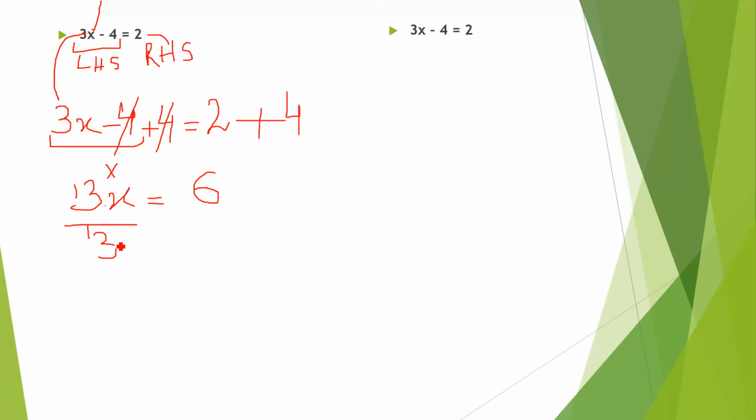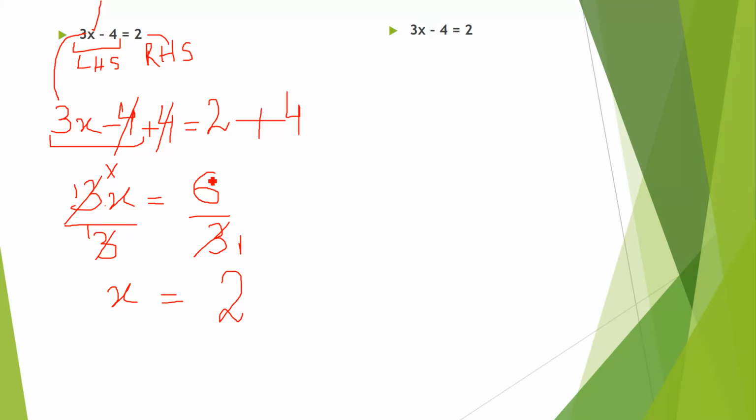And see, whatever you do on the left hand side of the equation, the same thing you have to do on the right hand side. So we have to divide by 3 on the right hand side as well. This 3 and this 3 will cancel out each other. Only x is remaining. So x is equal to 2. How come 2?